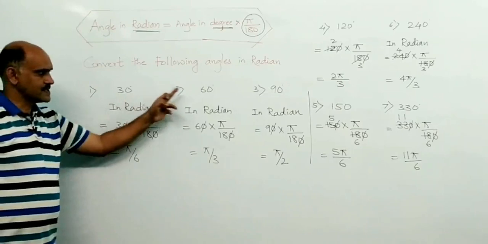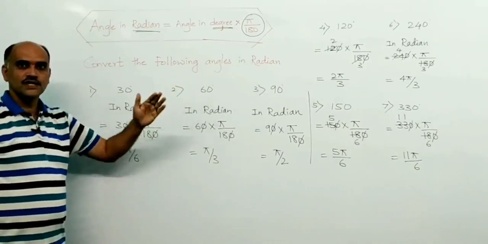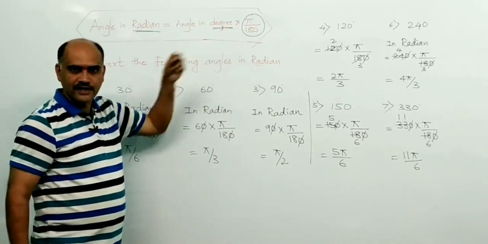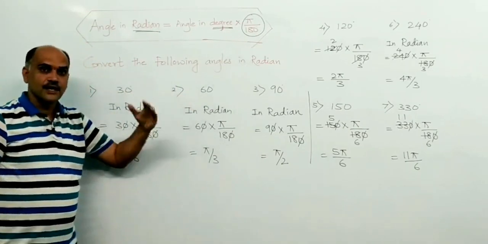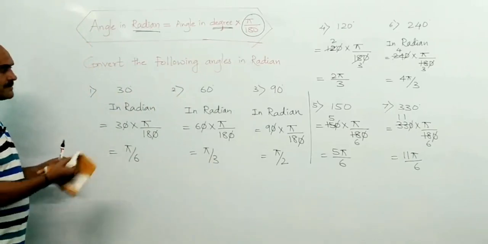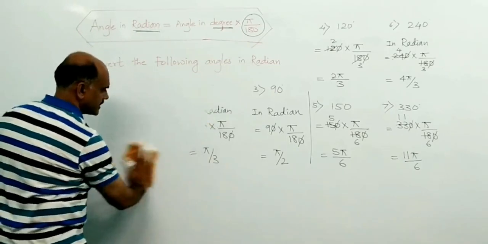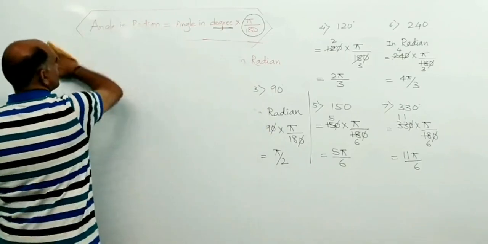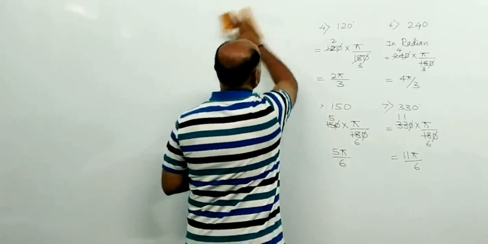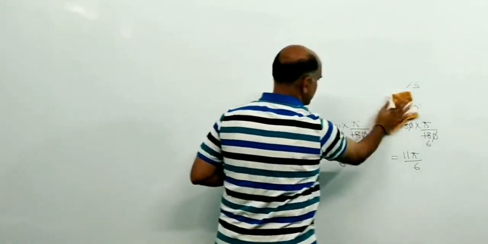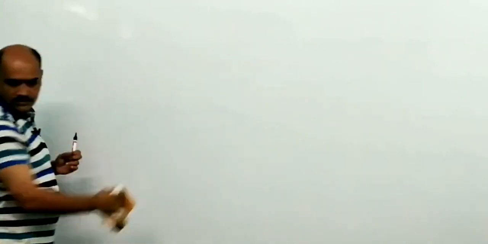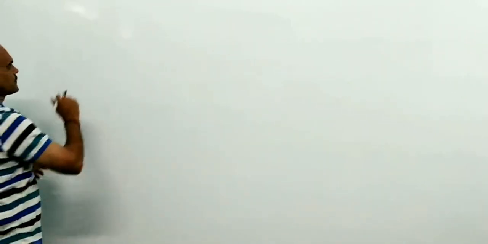So if he gives the angle in degree, you convert it into radian by multiplying by pi by 180. Clear? Now I will give the angle in radian, and you are required to convert it into degree. So we will see problems where the angle is given in radian and we are required to convert it into degrees.